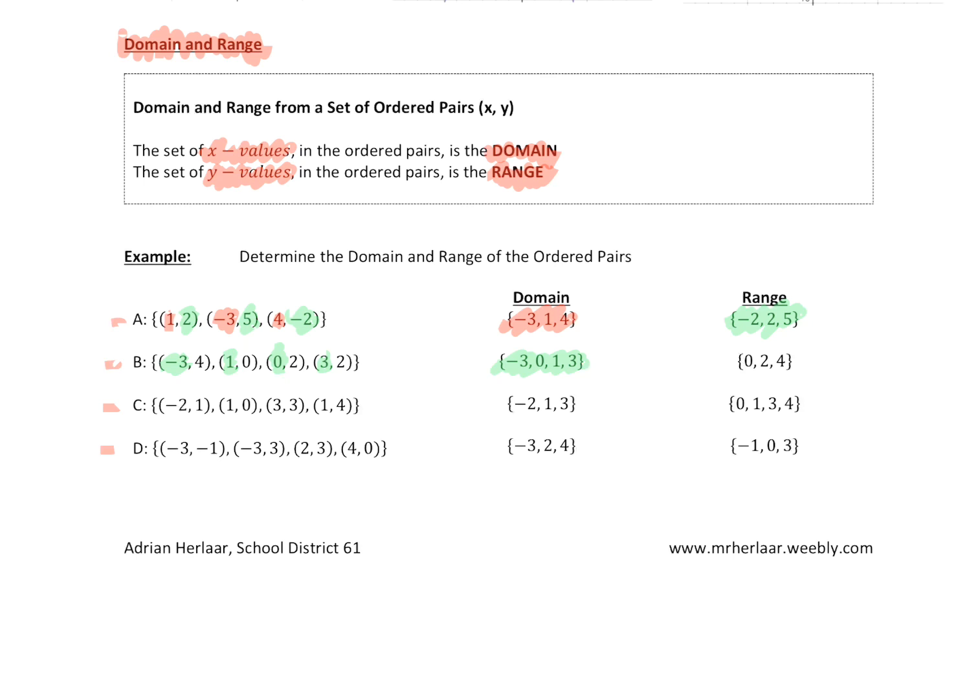If you have repetition, you'll see here there's some repetition. You only include it once, because it's already there. You don't need to put it in twice. All right? So domain and range.